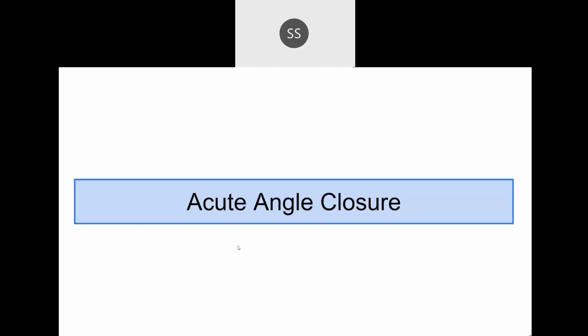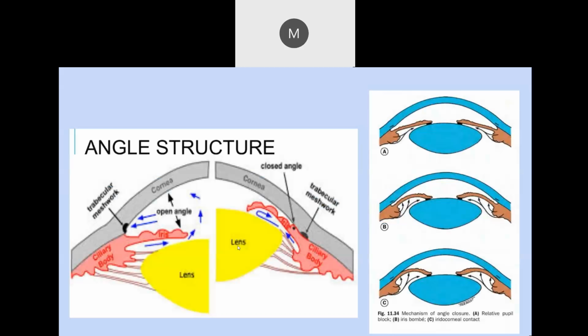Okay, so I will continue with the acute angle closure. For the pathophysiology of acute angle closure, as you can see in the picture, the yellowish lens. In normal physiology, the ciliary body will produce the aqueous humor, and then this aqueous humor will move into the anterior chamber and drain through the trabecular meshwork.